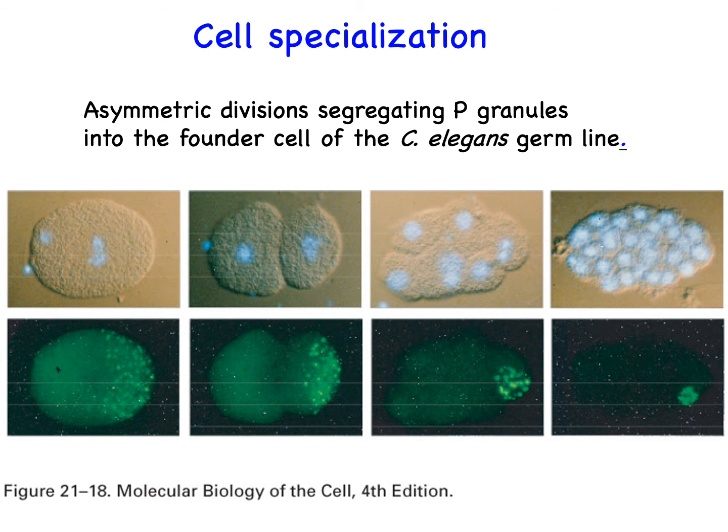Now, of course, that cell is going to divide, and we'll get multiple cells that make up the germline. But this is an example of specialization and how a single cell, without any influences from the outside, can divide into two very different daughter cells that carry out different functions.